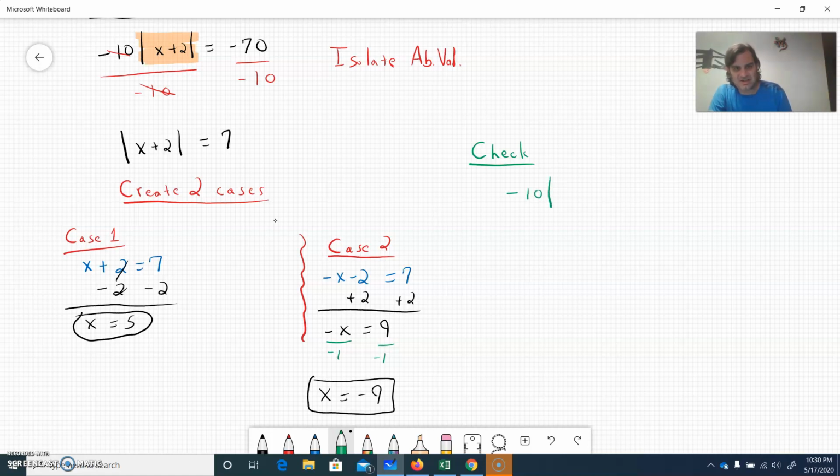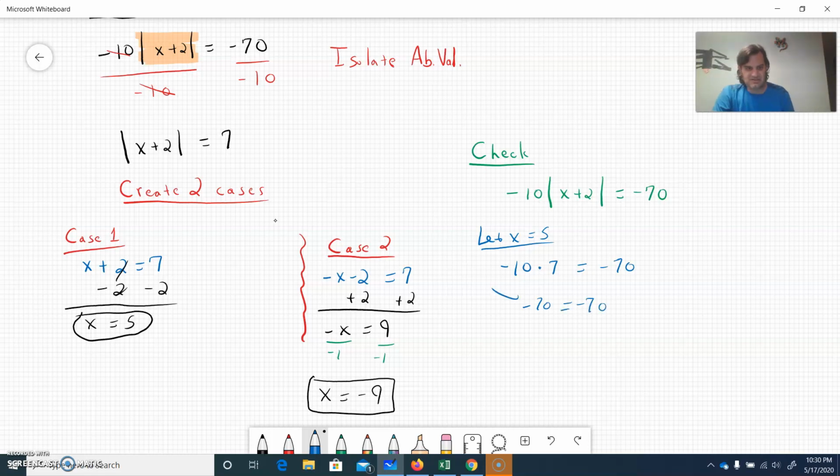So negative 10, absolute value of x plus 2 equals negative 70. So the first one we'll do, we'll let x equal our 5. So when we plug that in, we'll have negative 10, and then we'll have the absolute value of 5 plus 2, so that'll be times 7 equals negative 70. So when I clean that up, I'll have negative 70 equals negative 70, which is good, which tells me the 5 over here works.